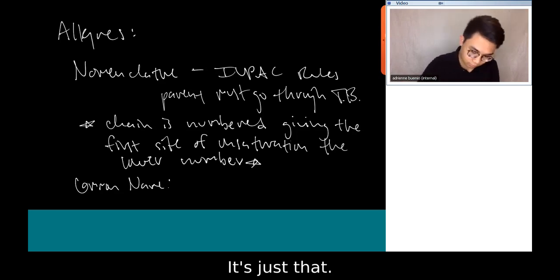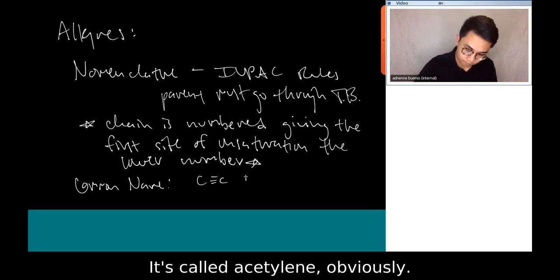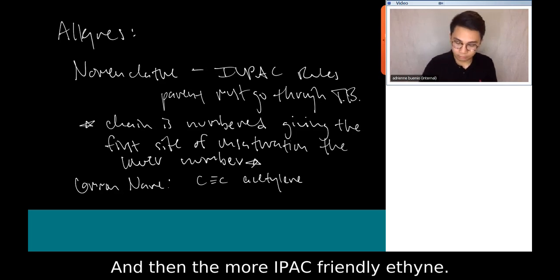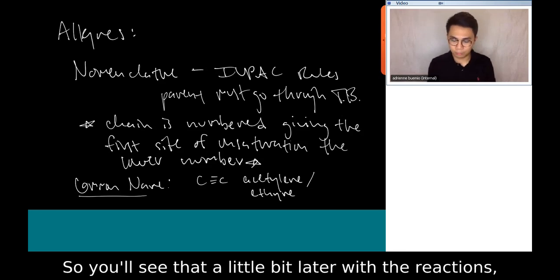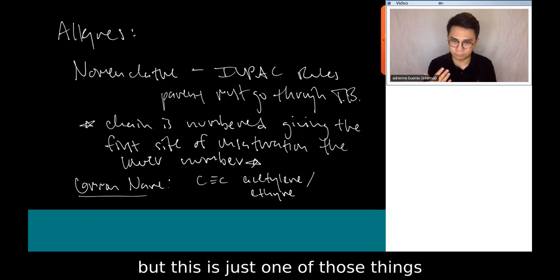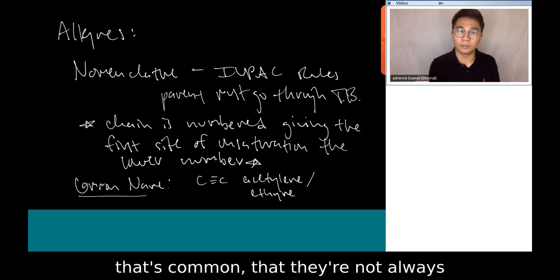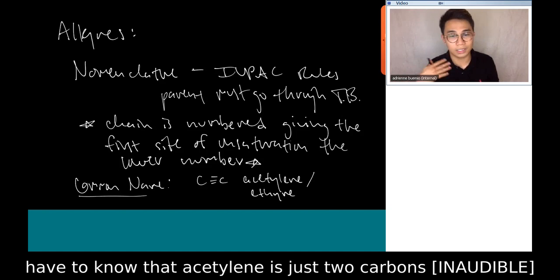And one common name for triple bonds, the smallest or shortest one, is acetylene, or the more IUPAC-friendly ethyne. So acetylene, aka ethyne. You'll see that a little later with the reactions. It's common, and they're not always going to draw it out for you. You just have to know that acetylene is two carbons triple bonded together.